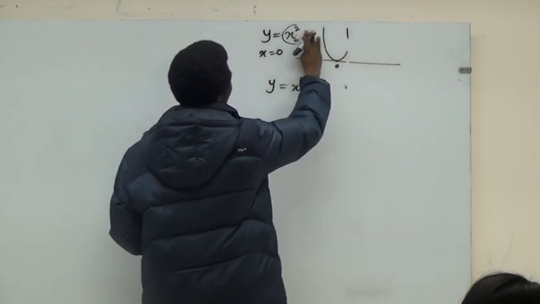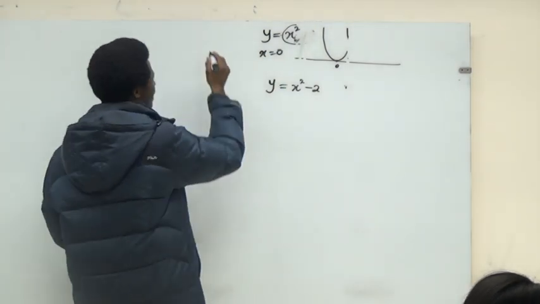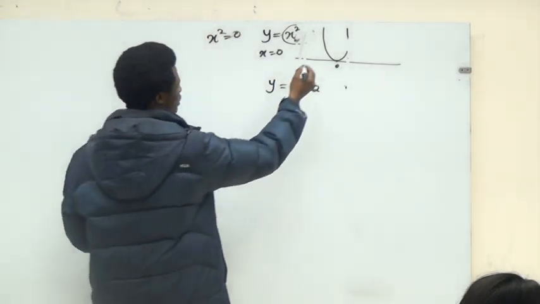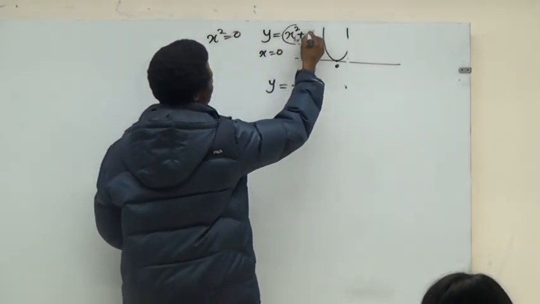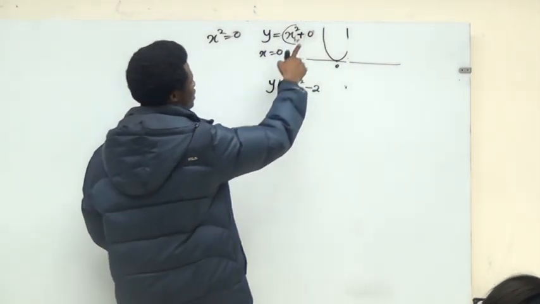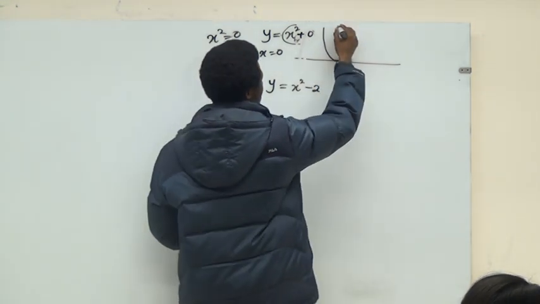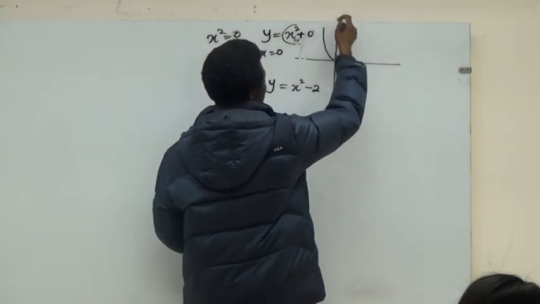So let me take one after the other. X is equal to 0. How do we know the point of intersection? You solve x squared is equal to 0. The only value is 0. So it's going to touch at just 1 point. And x squared is the same as this, right? So which means the y-intercept is also 0. Like this. So it means the y-axis is a line of symmetry.